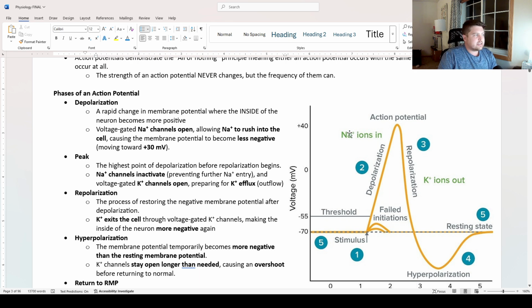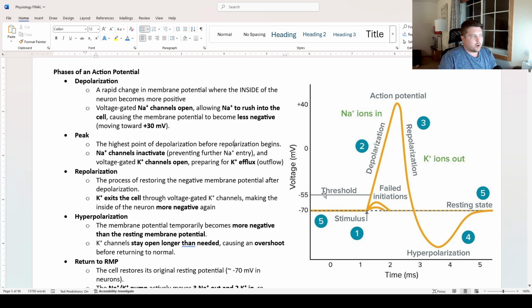The way that it does that is by opening voltage gated channels, meaning the gate opens on these proteins based on the voltage. Voltage gated sodium channels open, which allow sodium to rush into the cell, causing the membrane potential to become less negative, moving all the way towards about positive 30, positive 40 millivolts. It hits a top point, the peak, the highest point of depolarization.